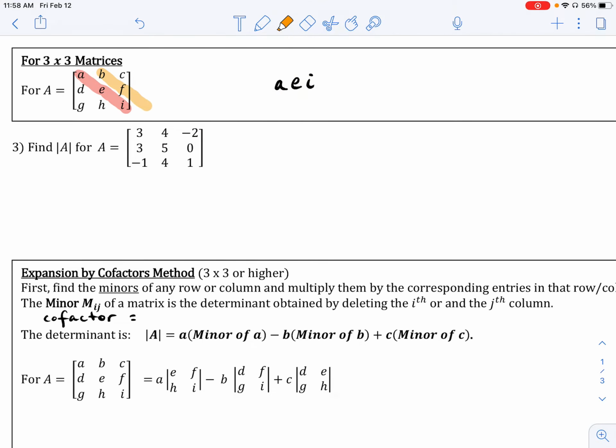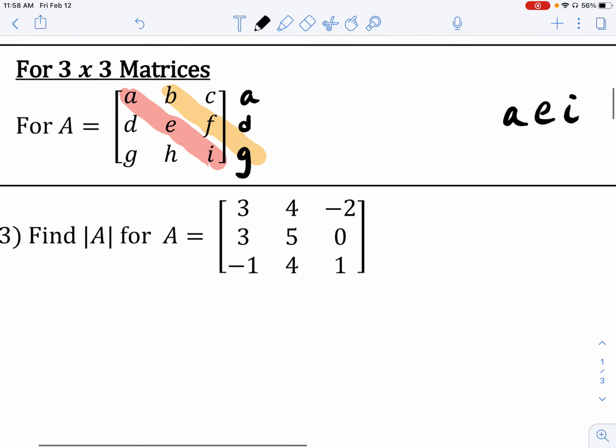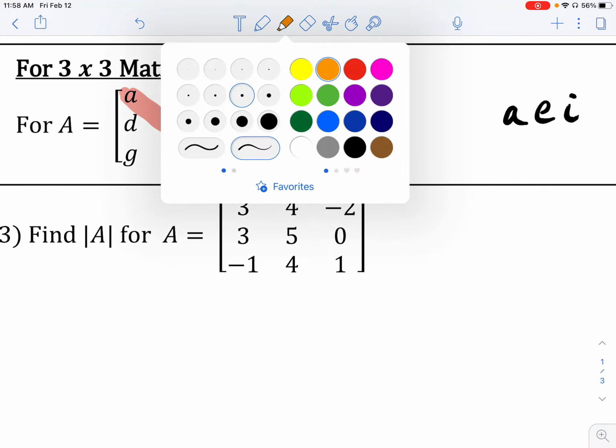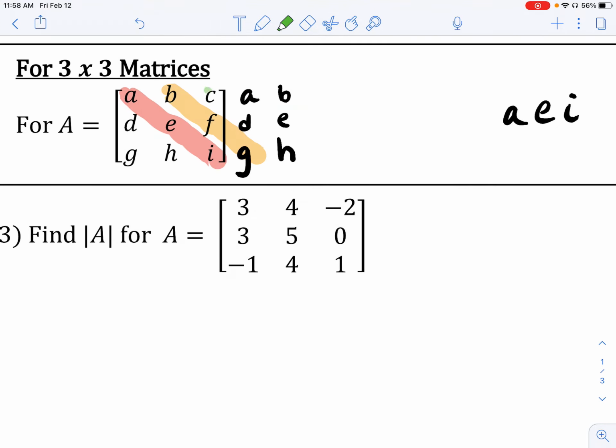What we're going to need to do is take the first two columns of our matrix and rewrite them to the outside so that we can complete our diagonals. That is to say, I'm going to need to write A, D, and G. Let me zoom in here so we can see this more clearly. So A, D, G. I'm going to take that first column and rewrite it over there. Then I'm going to take B, E, and H. And this allows me to finish my three diagonals.